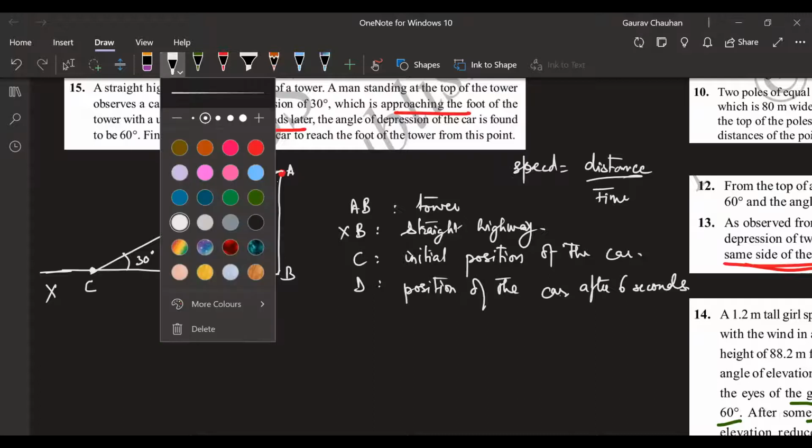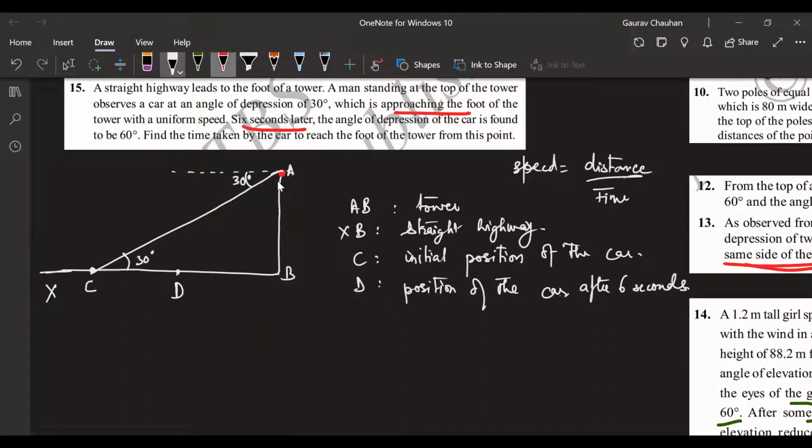When it is at D, what's special about this position? The angle of depression is 60 degrees. Okay, so I'm going to mark it here. This is my angle of depression. This full thing is my angle of depression. It's 60 degrees. Same horizontal, obviously. The man has not moved, so this becomes 60 degrees. Now the important thing to note here is CD took the car 6 seconds to travel.